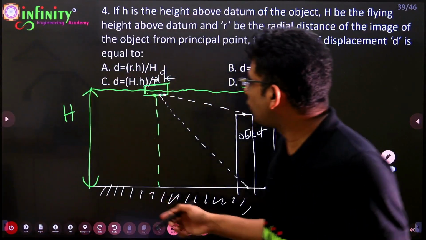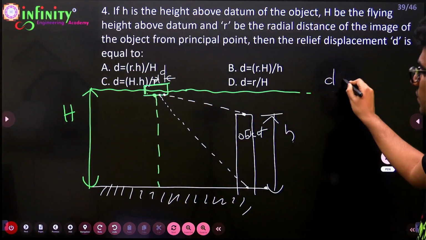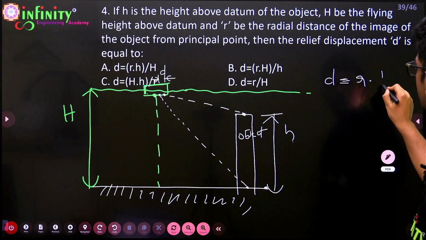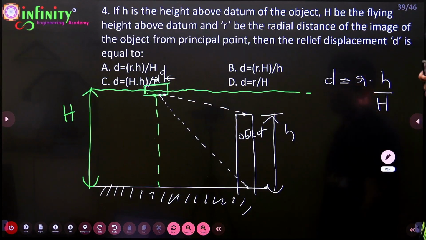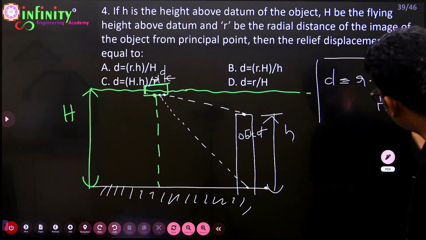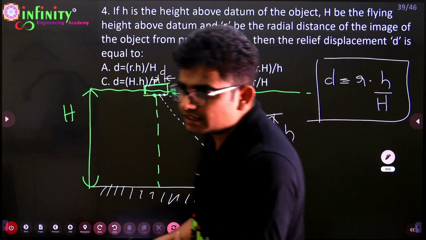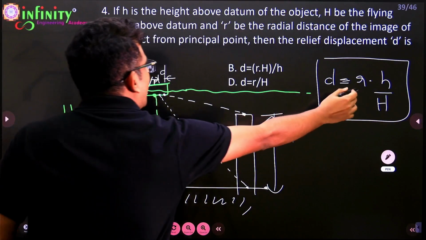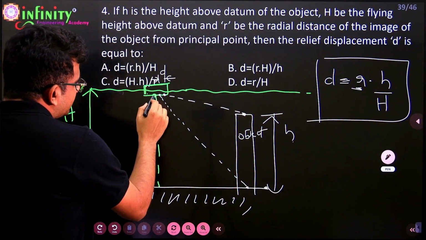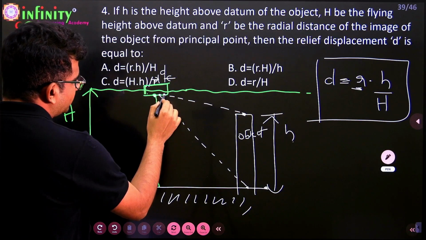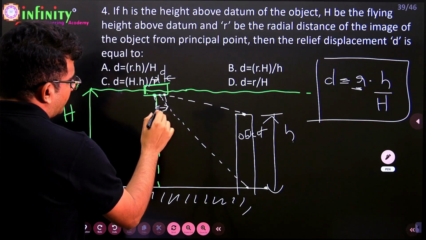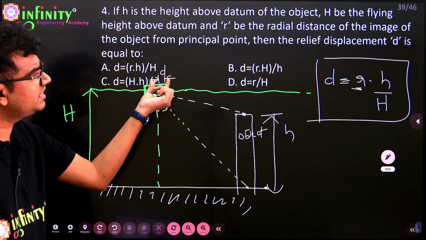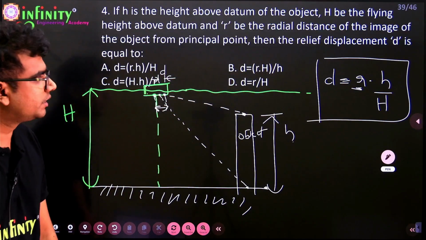The formula for relief displacement is small d equal to small r into small h by capital H. This is a very, very important formula. It is asked in many exams a number of times. Small r is the distance between the top of the object and the principal point. So this is the distance r, this is the distance d. You have to use the formula to determine d.